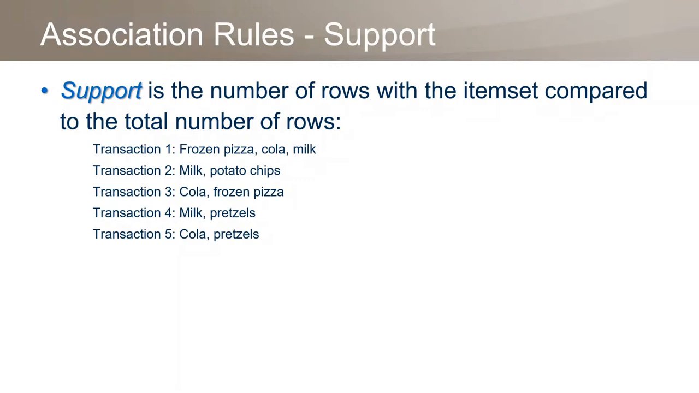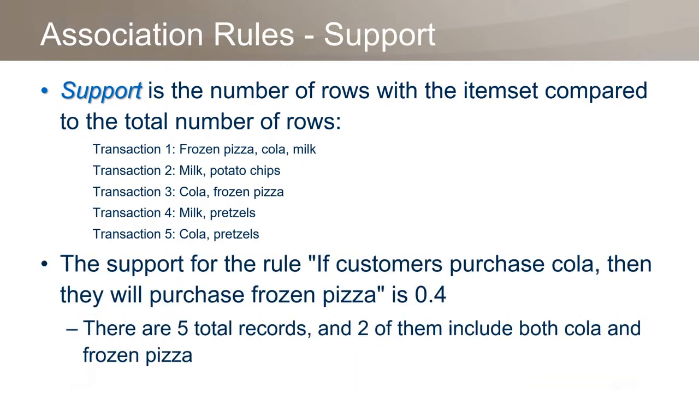So in this case, we have five transactions, and we can see that in this simple case, for the combination item set cola and frozen pizza appears twice, appears in transaction one and transaction three. Now it tries to express association rules as statements, if-then statements. So if customers purchase cola, then they will purchase frozen pizza. Support for this rule is 0.4, so 40%.